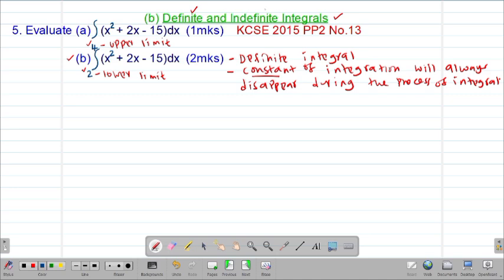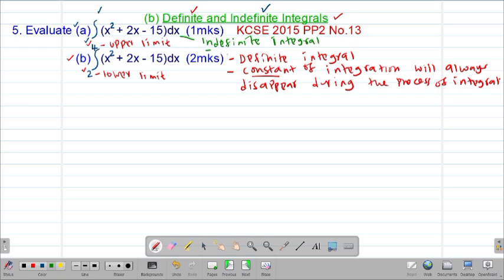Then the second type of integral is what we call an indefinite integral. From the word, it simply means that here the limits of integration are not defined. A good example is part A. You can see that for the upper limit there's no limit, and for the lower limit there is no limit. So an integral whose limits of integration are not defined, we call an indefinite integral.